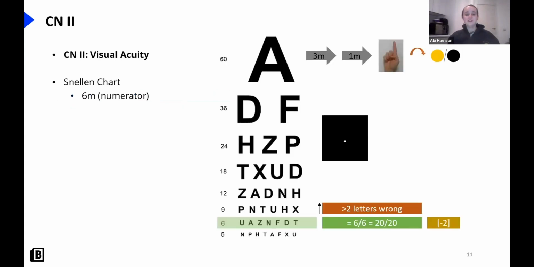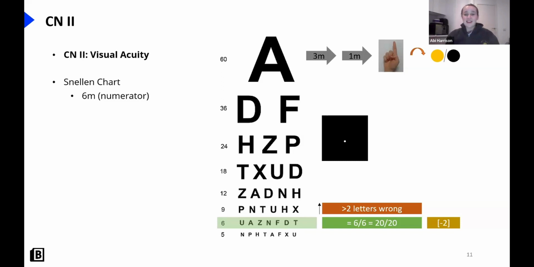So a Snellen chart looks like this, so a series of progressively smaller letters progressing down the page. You're asking patients to initially try and read the chart from 6 meters away, and you might have heard of 6/6 vision, so the numerator is how far away they are, so 6 meters, or you might have also heard of 20/20 vision, which is the equivalent but in feet.